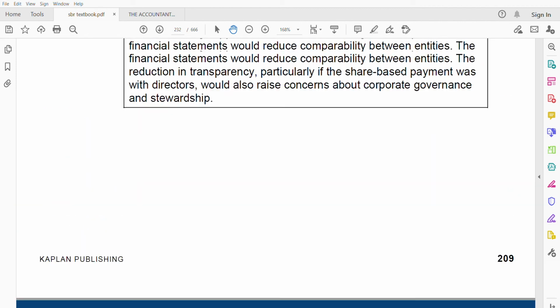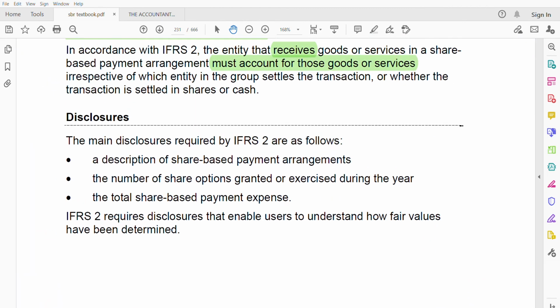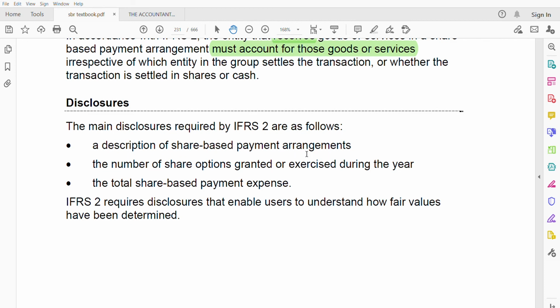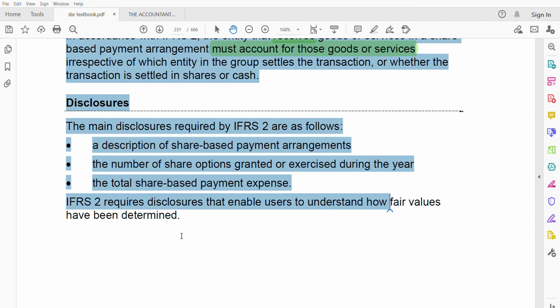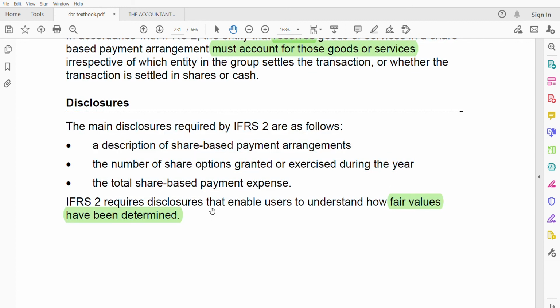So we are almost towards the end before we actually start questions. These are the main disclosures. Description of the share-based payment arrangements, how you are arranging it and all. Number of share options granted or exercised. Total share-based payments expense. Disclosure should be in such a way that enables users to understand how fair values are determined, because determining fair value in this area is a little bit critical. So you need to show them through your disclosure.